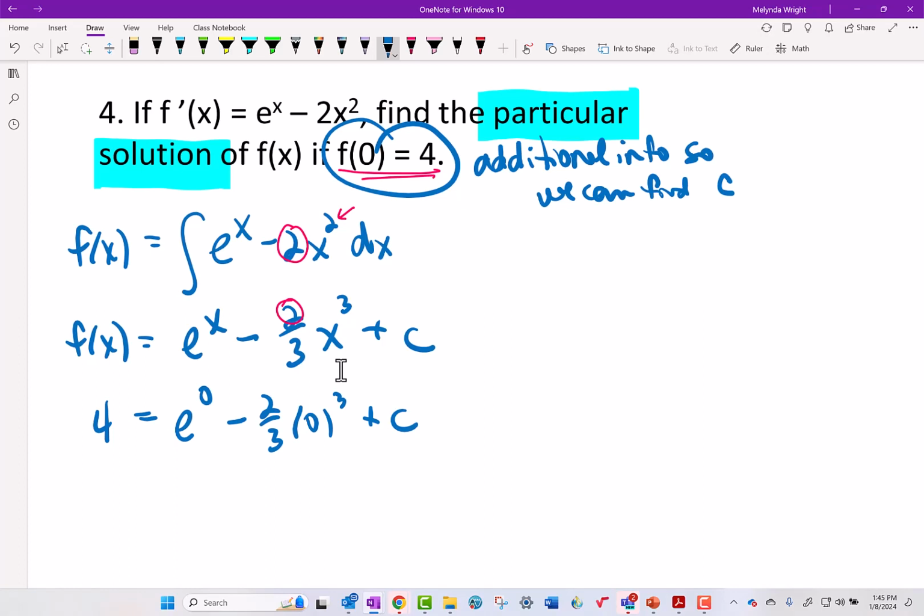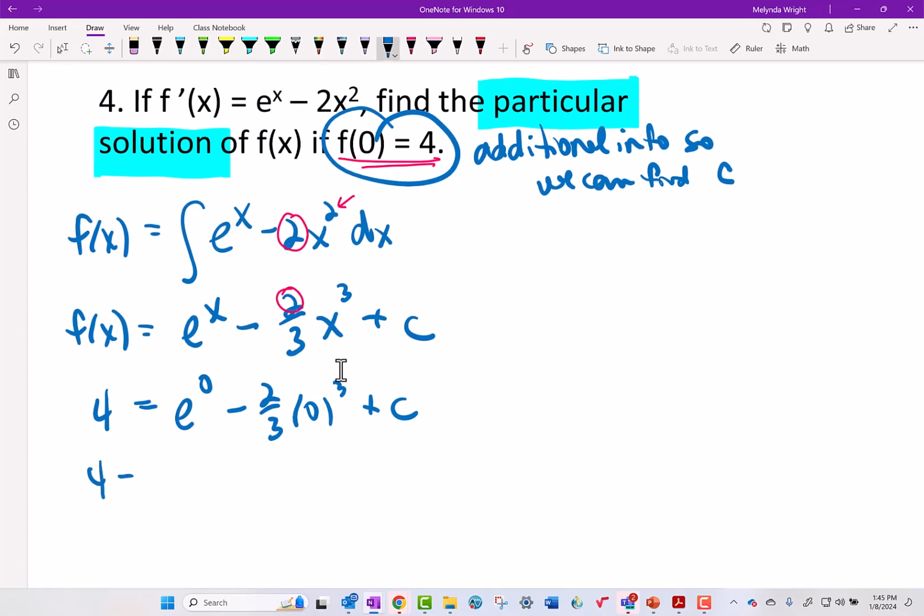Now this is dangerous. We put 0 in, we just think everything disappears, right? But what is e to the 0? 1. So not everything disappears. Be careful. So I have 4 equals 1 plus c. So I solve for c, and I get c is 3. Okay, so now let's fix our particular solution. It's going to be f of x equals e to the x minus 2/3 x cubed plus 3.